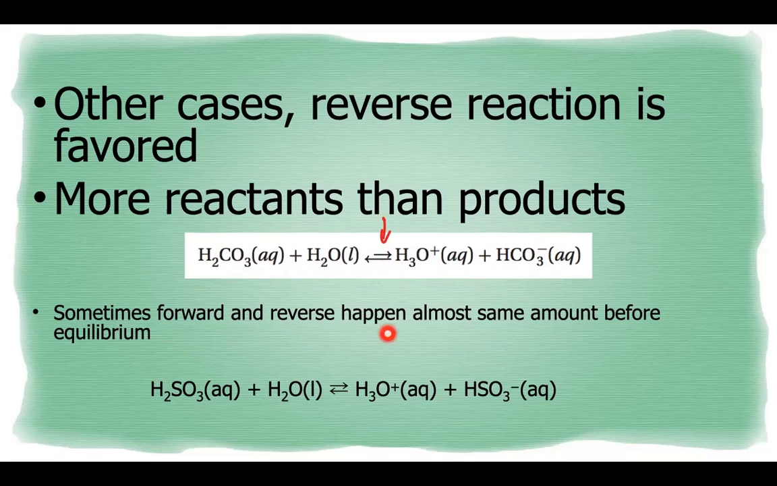Sometimes forward and reverse happen almost the same amount before equilibrium is reached, and then you would use an equal double arrow. I will not expect you to write your equations using longer or shorter arrows, depending on which reaction is favored, because most of the time you're not going to know which direction is favored. So we just always write it with the equal double arrow.